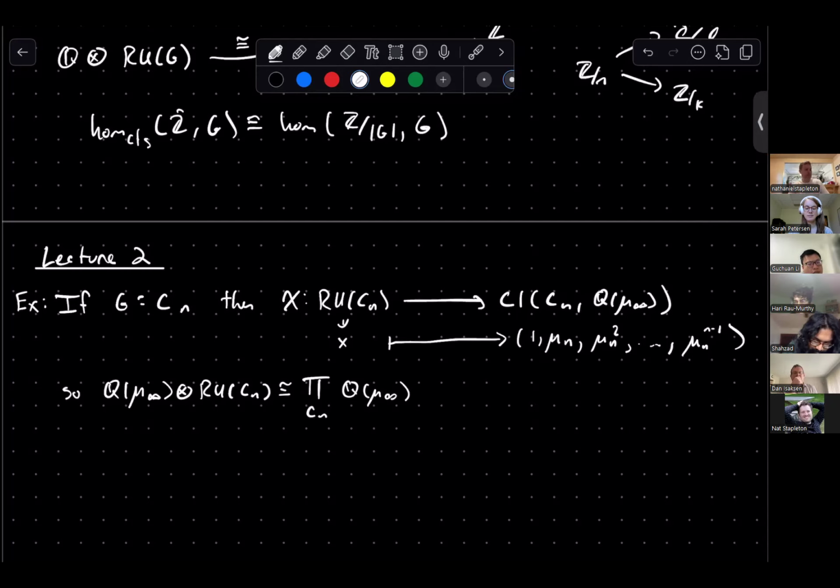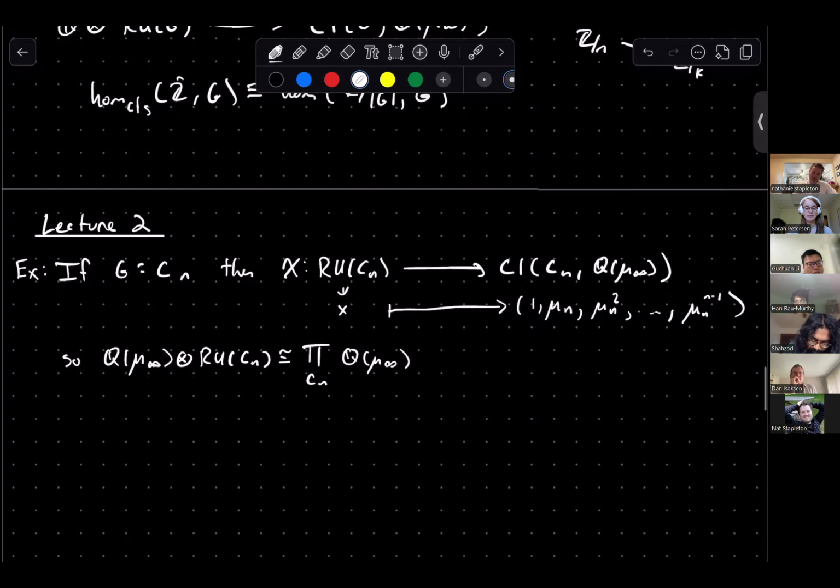Okay, so that's example one, cyclic groups. And then the other most important class of groups that exists, or maybe the most important, is symmetric groups. So that's our important example.